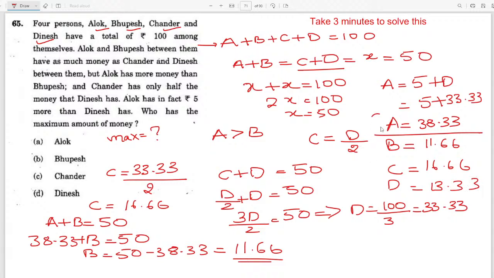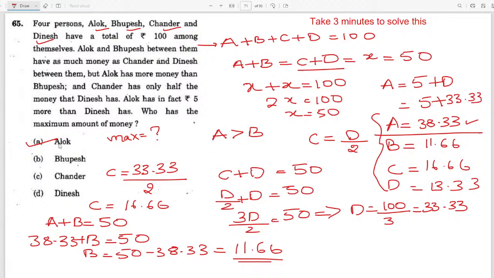Among these four, A is the highest. So A has the highest amount, that is Alok. So the correct answer is option A. I hope this is clear. If you have any doubts, please ask in the chat section. If everyone has understood, I'll move to the next question.